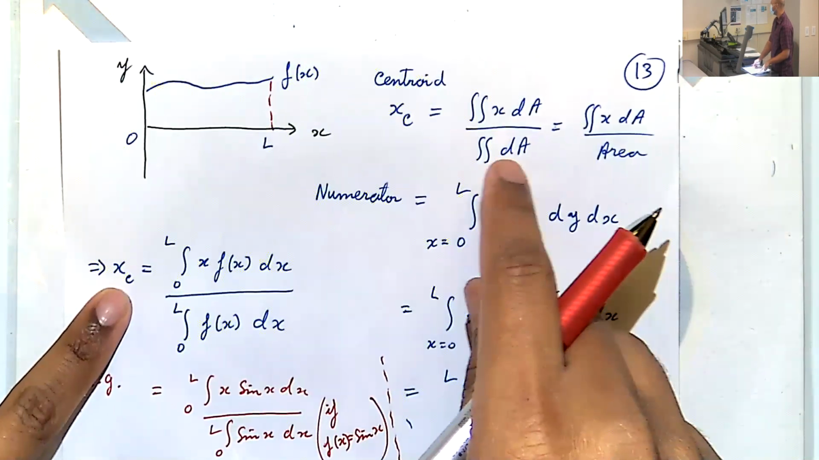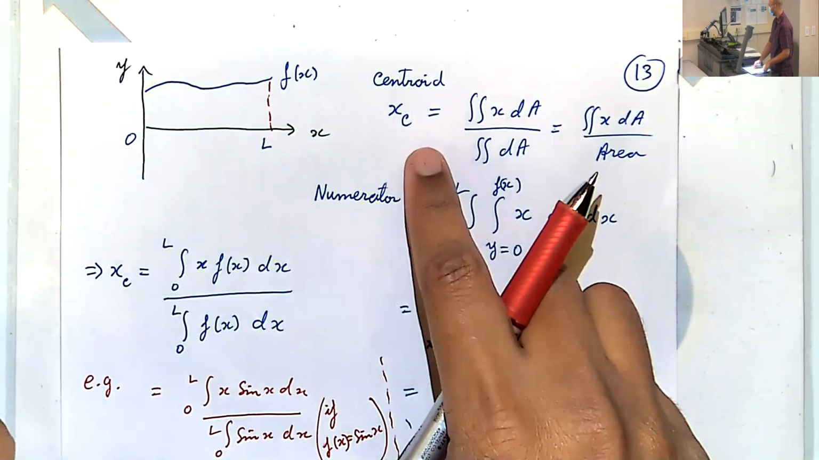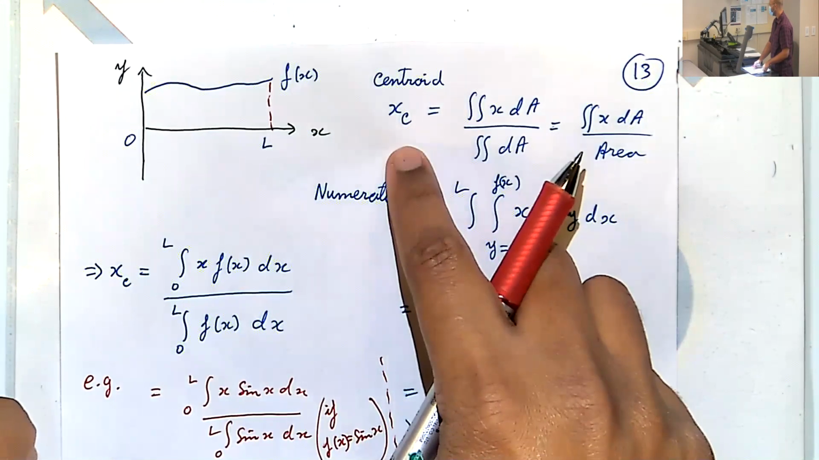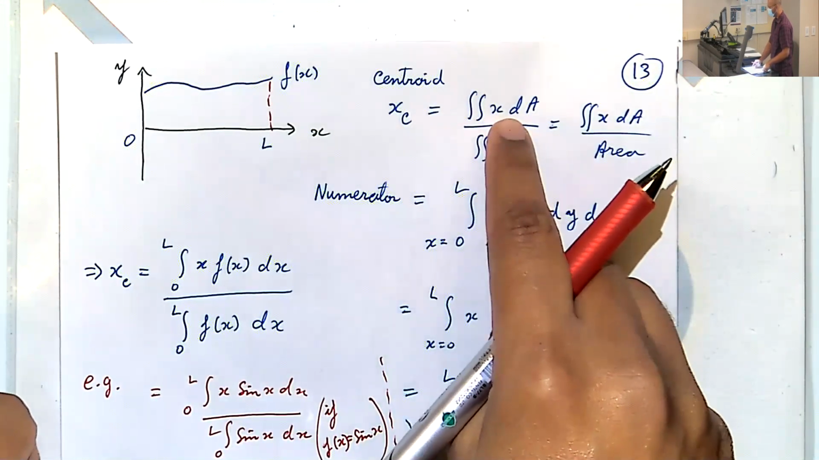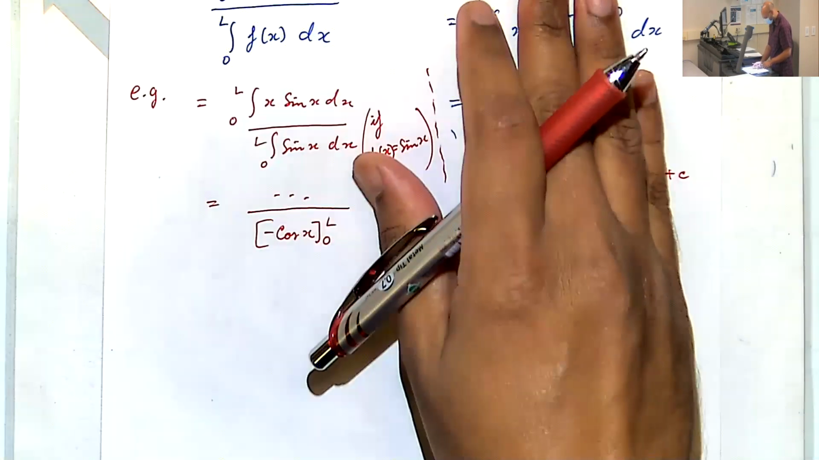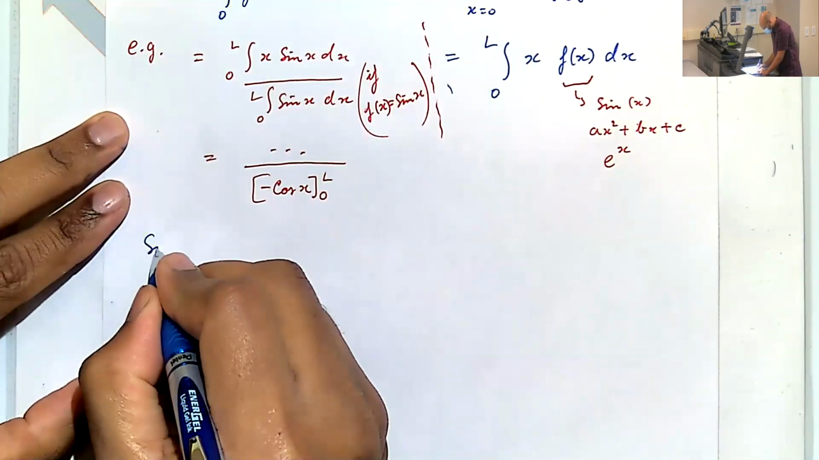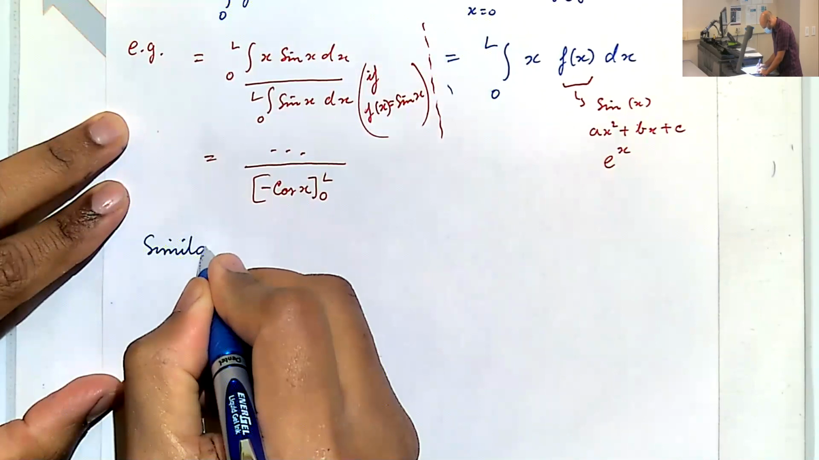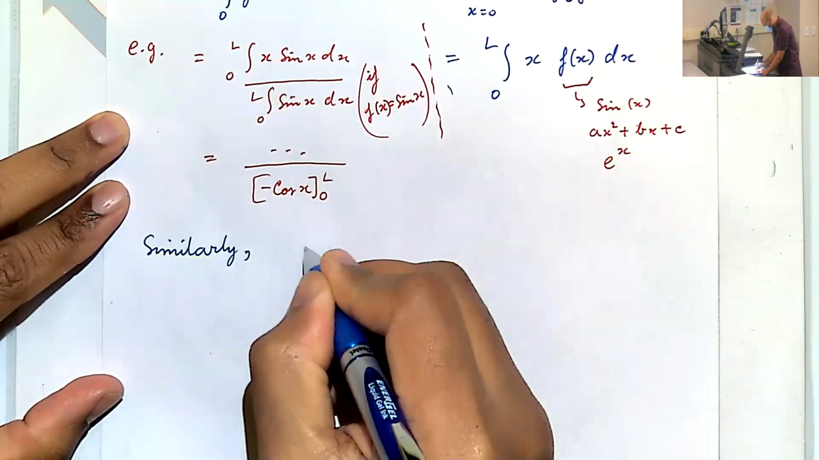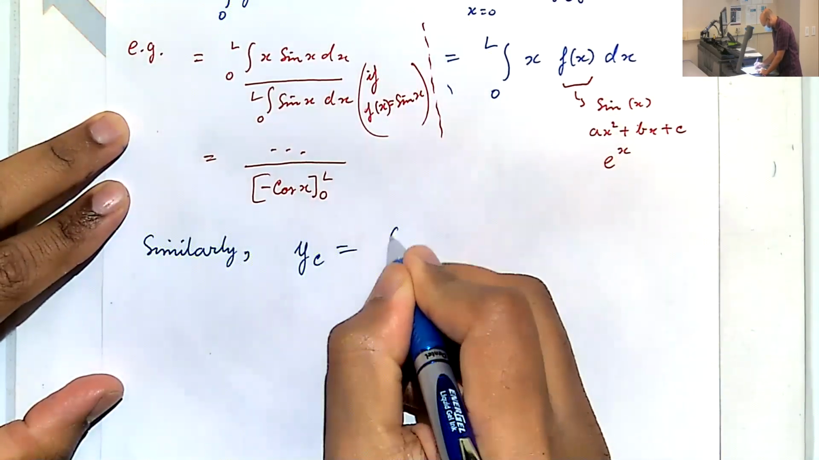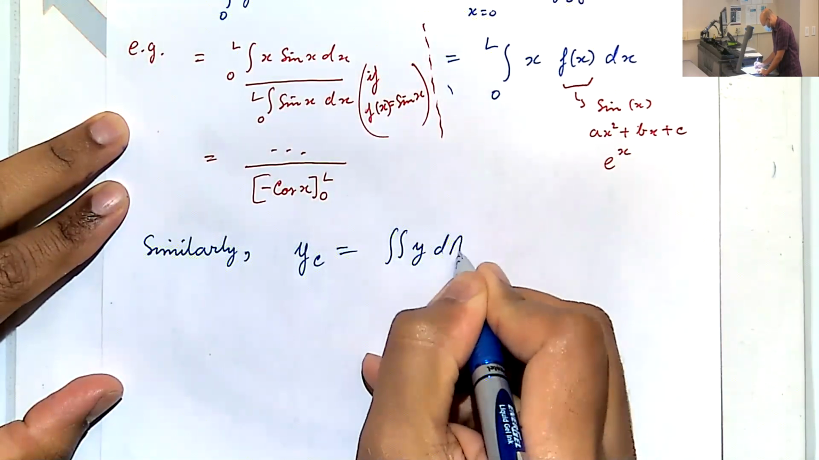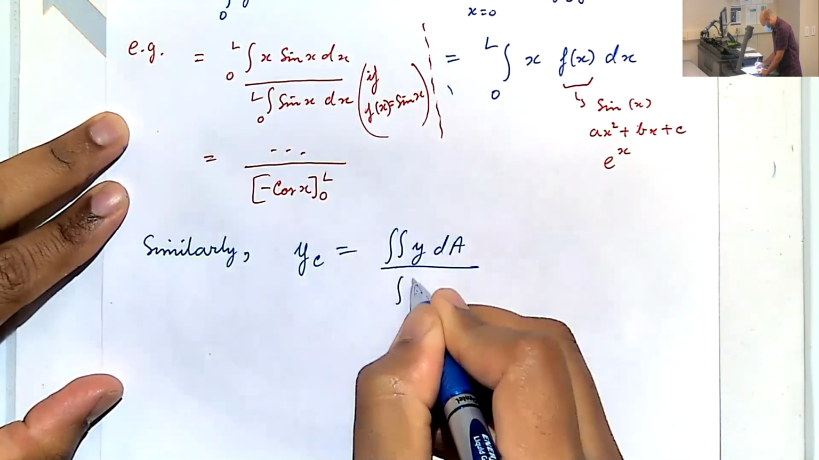We do the same exact thing for centroid in the y direction. Instead of xc, we do yc. Instead of x, we write y. Okay. Similarly, yc is double integral of y dA over double integral of dA.